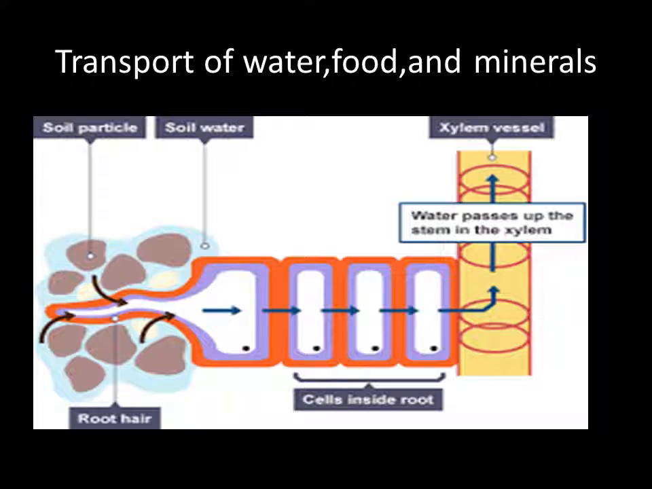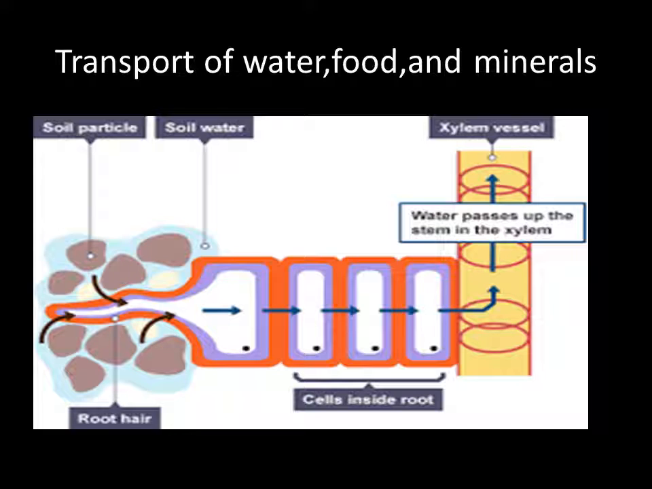So you can see that from the cells inside the root, water passes up the stem in the xylem. So they absorb water, then move up the stem through the xylem by the force developed in the leaves due to transpiration. So you can see that the water is passing upwards in the xylem, and this process is taking place with the help of transpiration. And this is called transpiration pull.